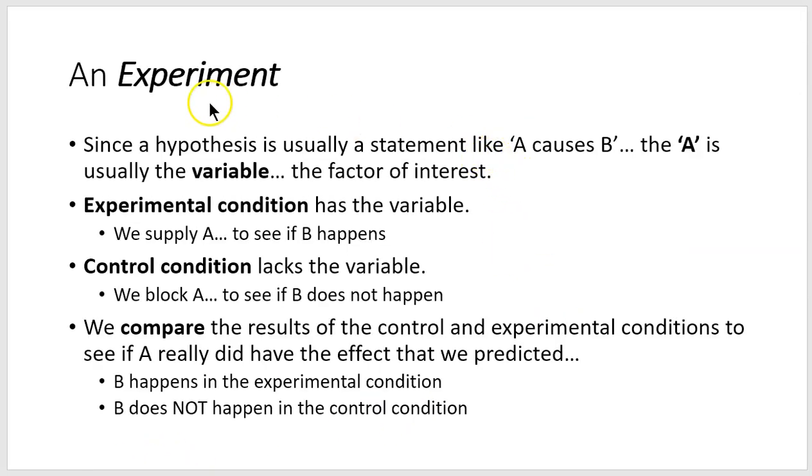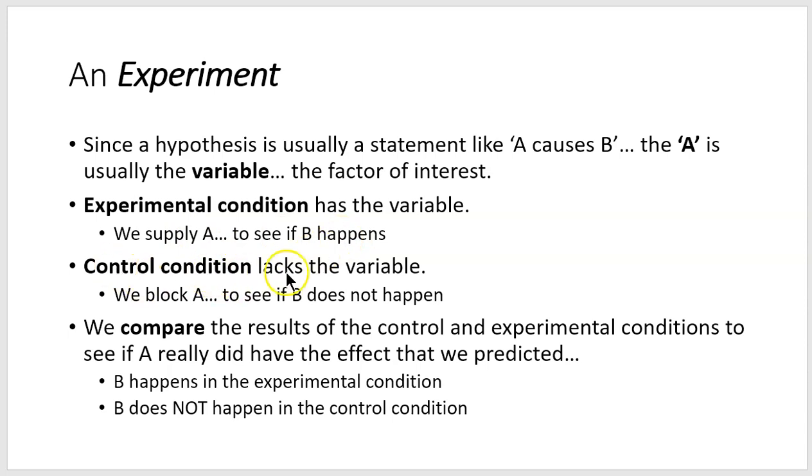All right, to wrap up then, an experiment. Here are a couple of key takeaways. Since a hypothesis is usually a statement like A causes B, we're going to define the A as the variable, and that's the factor of interest. It's what we want to test in our experiment to see if it really does have the power to cause something else, B. The experimental condition has the variable, in this case it was the virus, so we're supplying A to see if B happens.